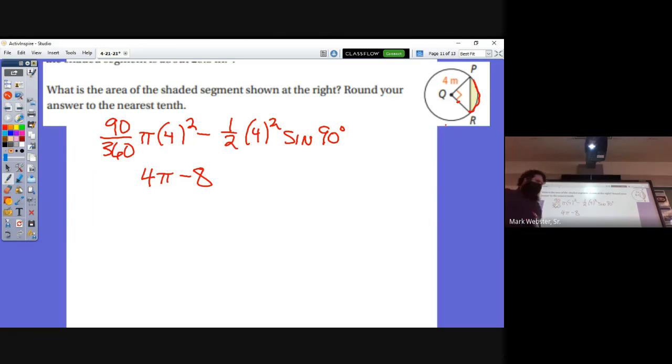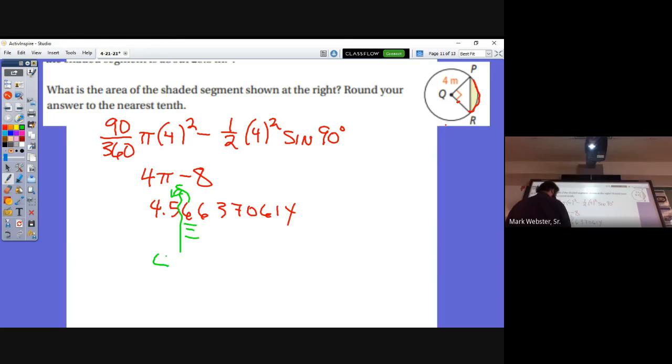Now, whether you typed it into the calculator like that, or you know how to simplify it, you get like 4.56 something, right? And then again, they say to the nearest tenth. So this 6 means we round up, so we end up with a final answer 4.6. Is that it? That's meters squared.